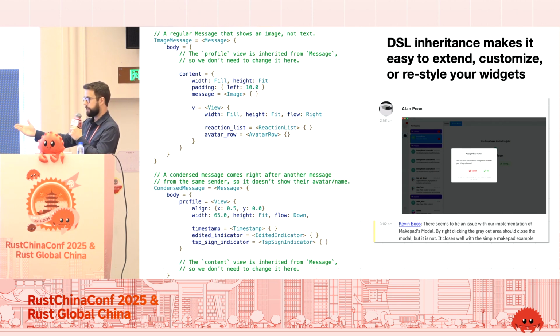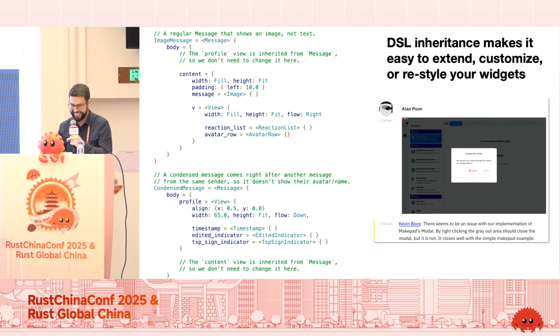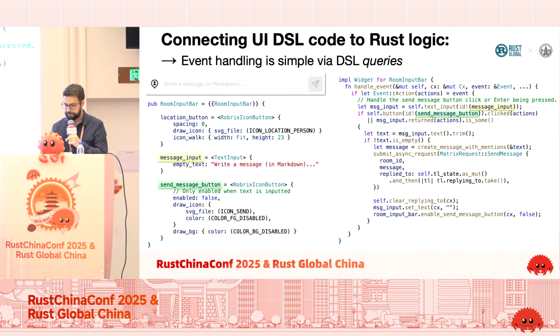So here we have the same thing, where I've basically just removed the profile, or I've changed the profile and the content to reduce the visual overload of the widget. Okay, so now that we've defined this UI DSL, how do we actually do something with it?